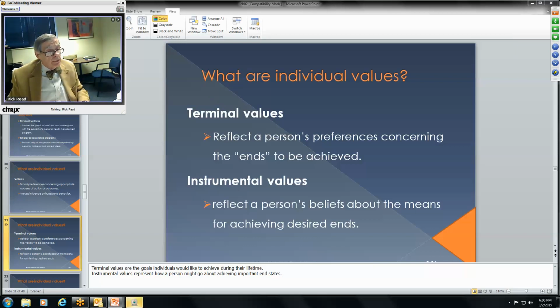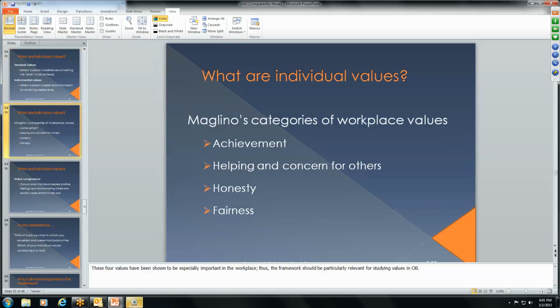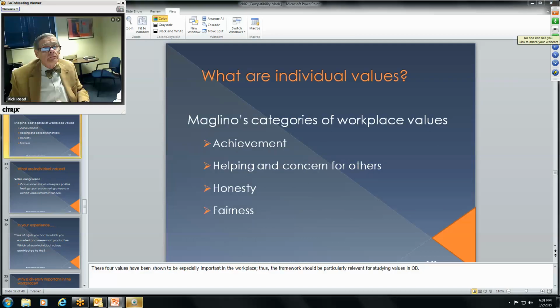Miglino's categories of workplace values. Notice here: achievement, helping and concern for others, honesty, and fairness. I would say that those are good values.